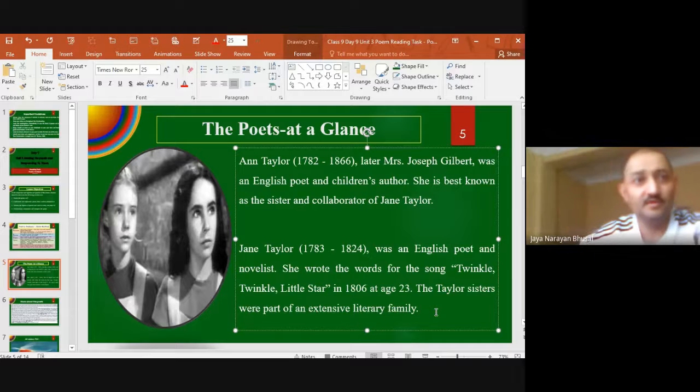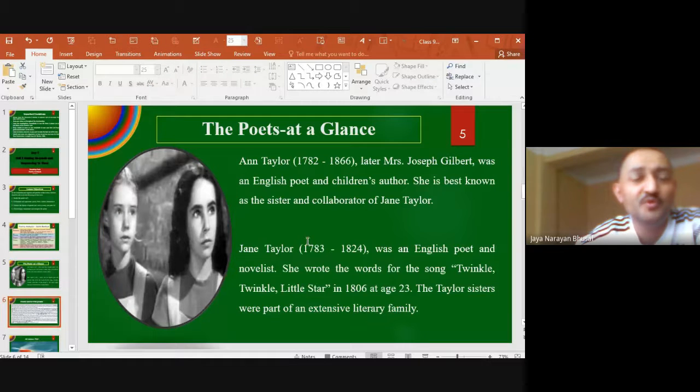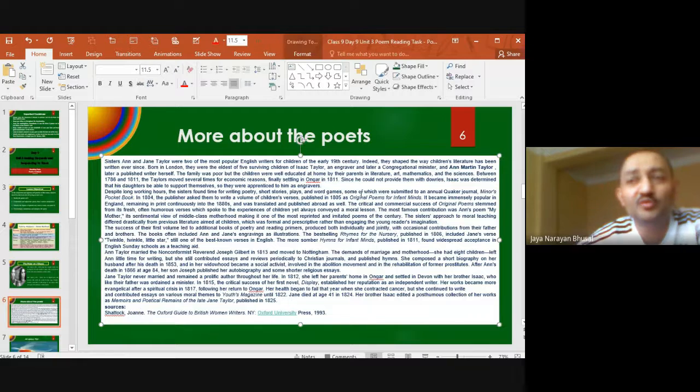Next, let's go to the next one. This is a detailed story of these two poets, the sisters, right? It's not responding. Okay, just wait. Okay, it's too small to read, right? If I go for a full screen slideshow, then sharing would be stopped.